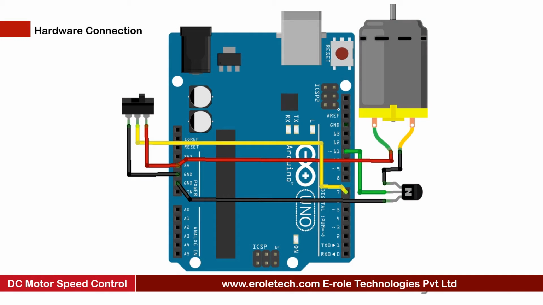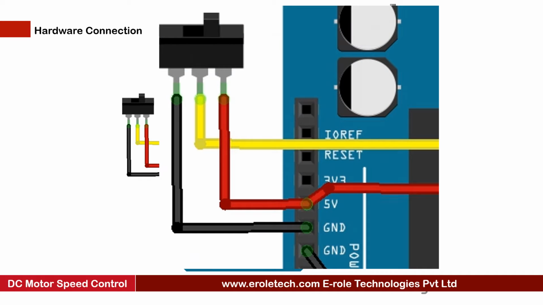Here is the connection diagram of this project. This is a 3-pin sliding switch. The first pin of the switch is connected with the positive supply voltage, the second pin is connected with pin number 7 of Arduino, and the third pin is connected with the ground pin of Arduino.